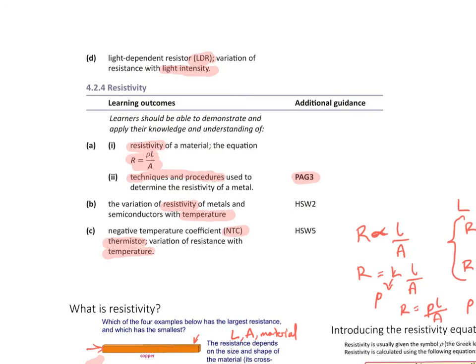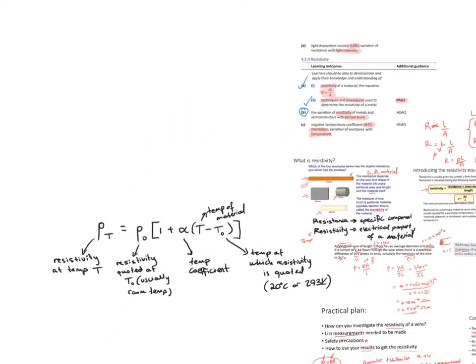Okay, so now I'm going to go back to the content that we need to know and go through what we spoke about so far. So we talked about the resistivity and how to measure the resistivity of metal through an experiment. Now we're going to look at the variation of resistivities for metals and semiconductors as well with temperature. But before I go to that, I wanted to mention something very quickly.